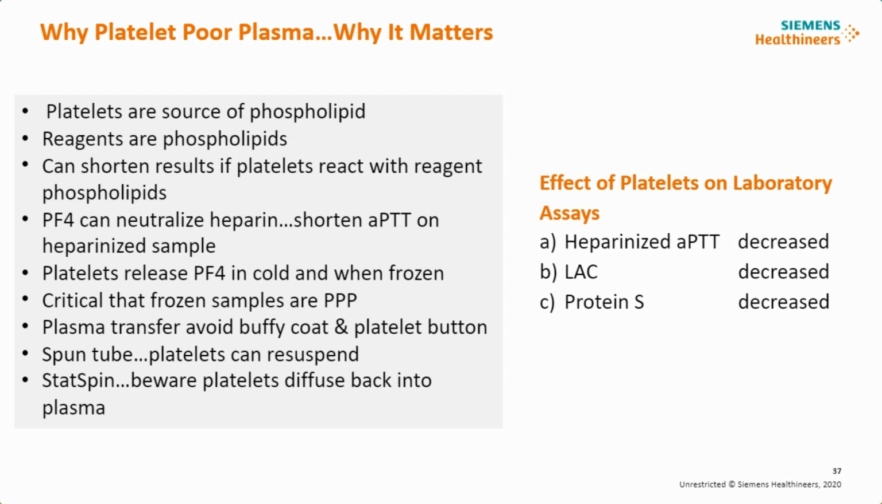Of course, if we're also using freeze-thaw techniques, it's important to have platelet-free plasma, because platelets can also release platelet factor 4 when either cold or frozen. So you can imagine when they're thawed, there's going to be more platelet factor 4, resulting in a decrease in some of your assays. So again, being aware and cognizant of why we need to use platelet-poor plasma, that's why it's important to verify our centrifuge to ensure that we have a low platelet count.